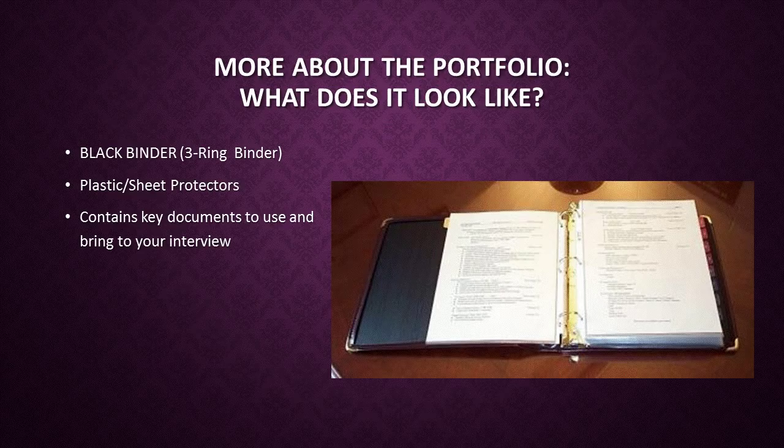I would say on the more expensive end, it's usually like a black leather binder. In some cases, it could be a black binder or a 3-ring binder, similar to the binders you may have seen in years past where you used to put loose leaf paper in. The point is, typically they're black. More importantly, they have what we call sheet protectors inside, and the idea is that you put your supporting documentation into each of the pockets.